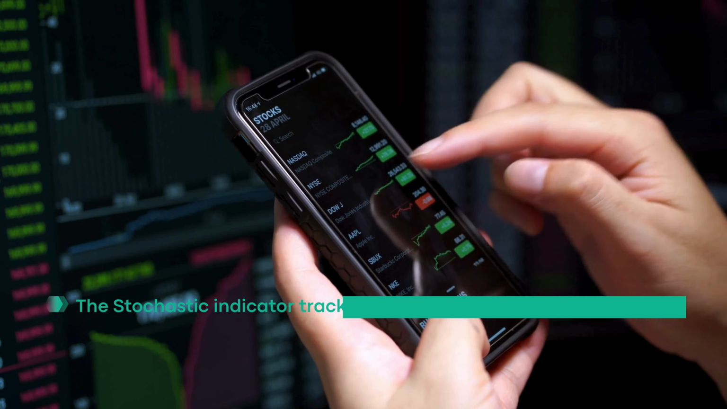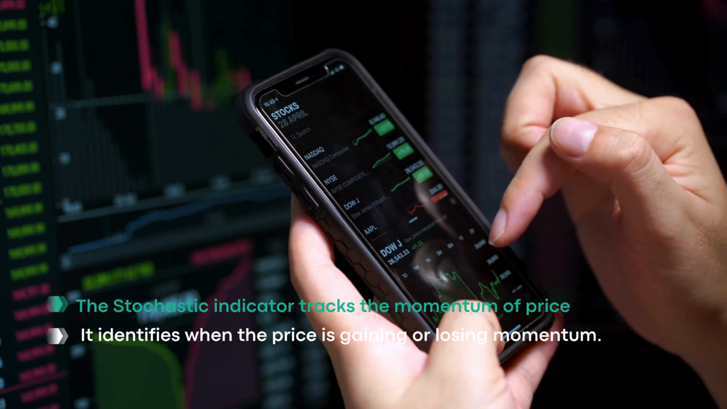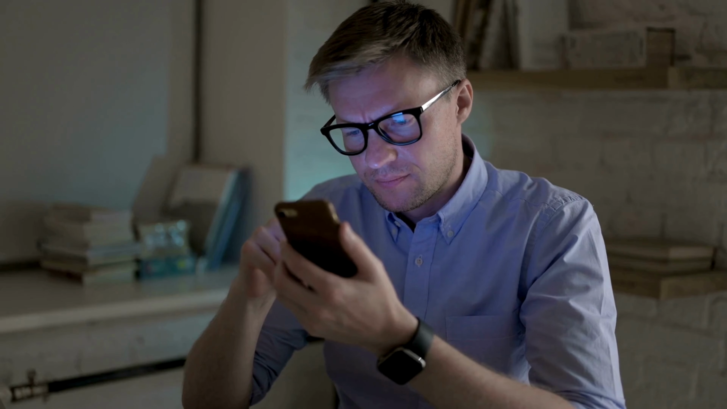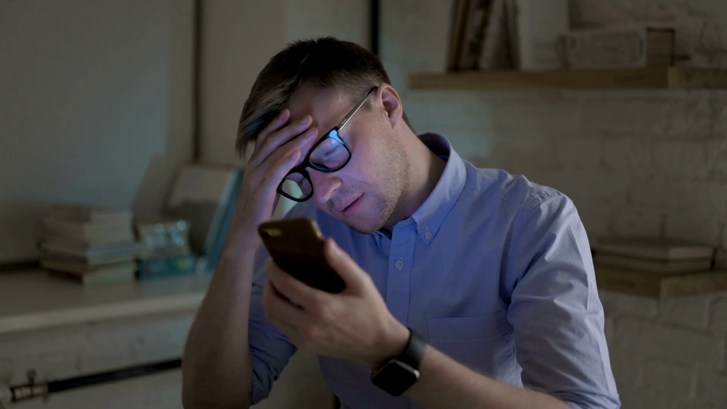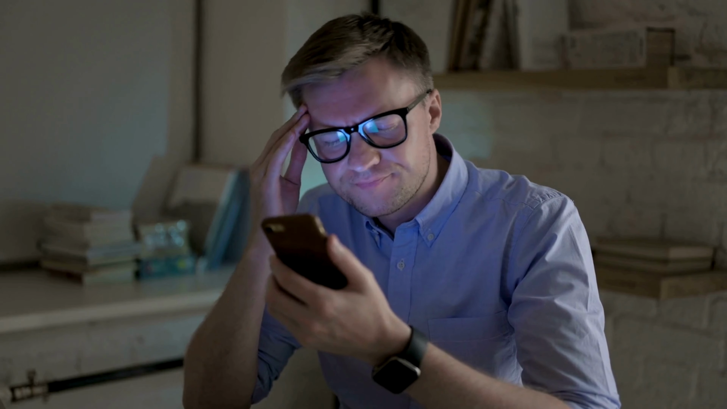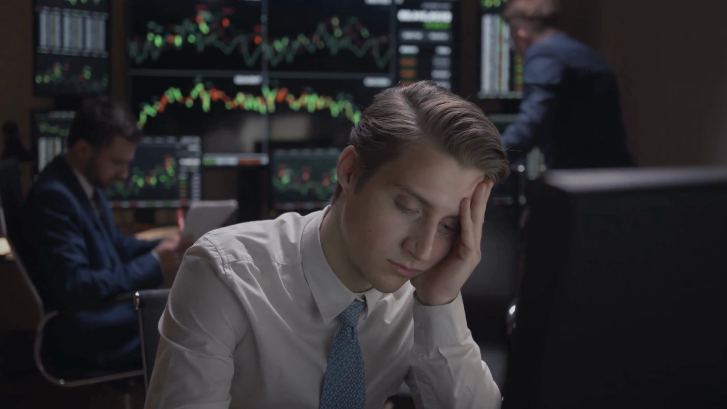In other words, the stochastic indicator tracks the momentum of price. It identifies when the price is gaining or losing momentum. But here's the thing. Most traders are using the stochastic indicator the wrong way. They go long when the price is oversold and go short when the price is overbought. If you ask me, this is one of the fastest ways to lose your money.